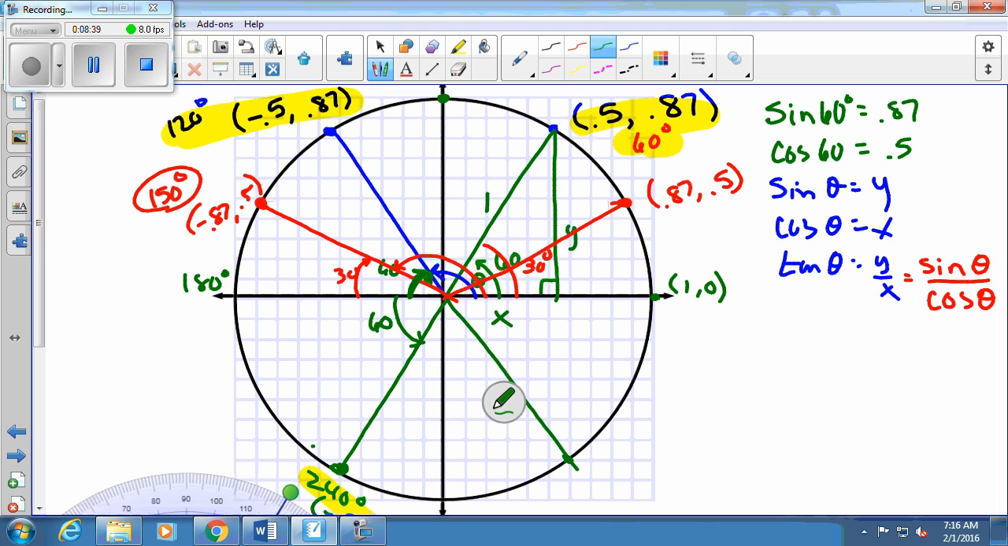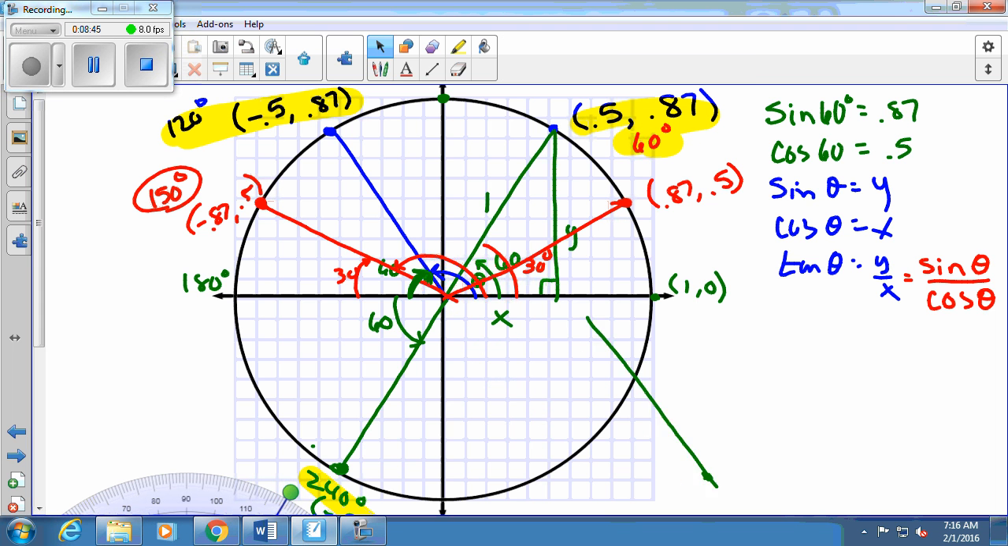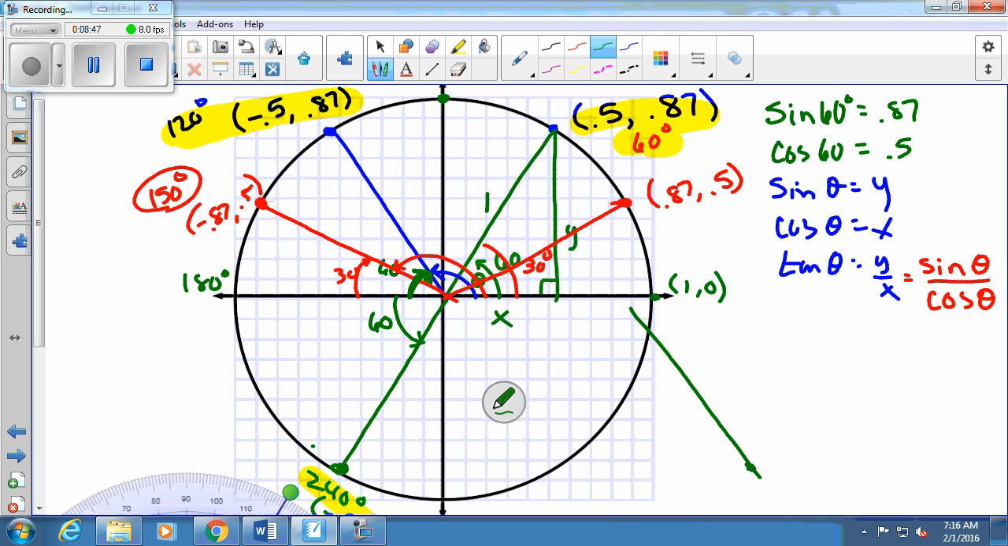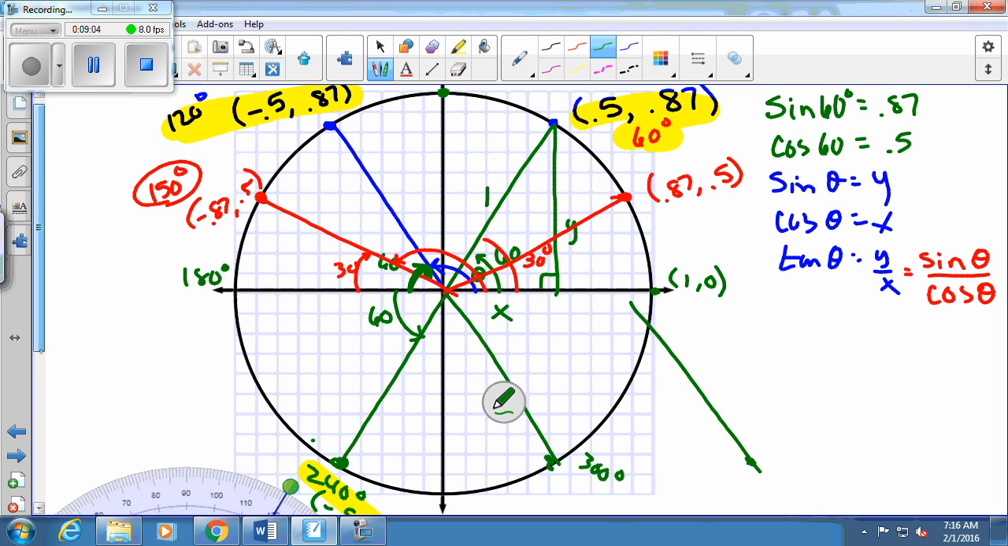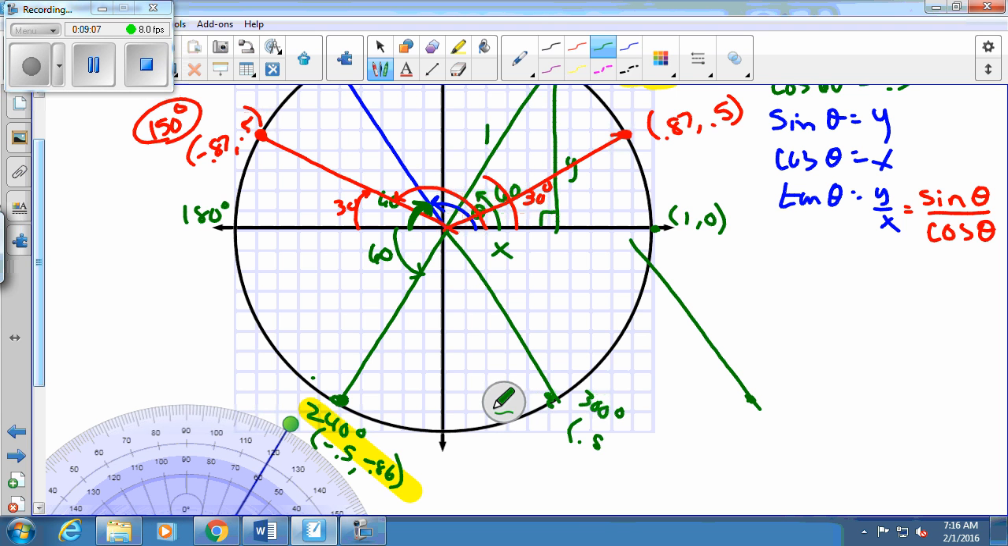What would this angle be? Remember, you have to go, oh, that's off, isn't it? It would be how much? How much would it be? You said it. 300. What do you think? Does 300 sound right? Okay. So this would be a 300 degree angle. And what would its coordinates be? Well, 0.5 and negative 0.87. So we call those reference angles.